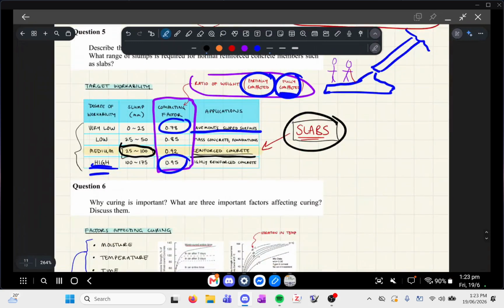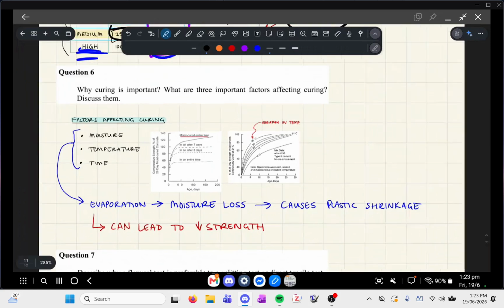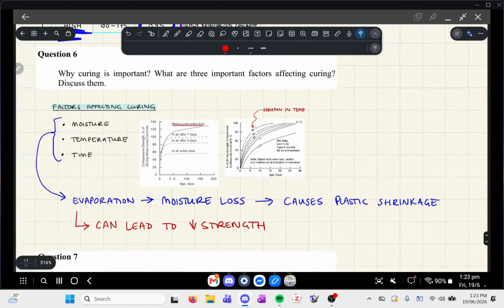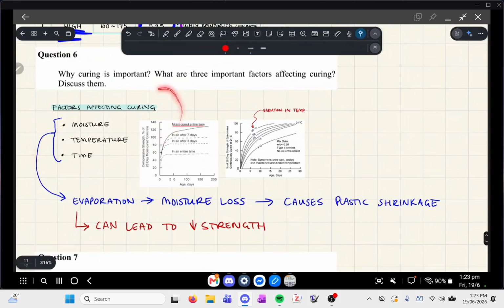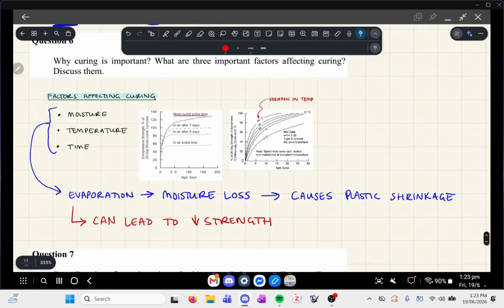Okay. So, question 6. Why is curing important? And what are 3 important factors affecting curing, and discuss them? So this is more of a recap of what I said last time, because I kind of answered this question already through explaining it. But we've got the factors affecting curing being moisture, temperature, and time. And we've got some graphs to describe that. But ultimately, it's to do with evaporation, right?